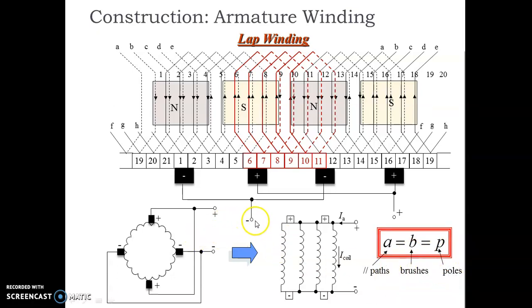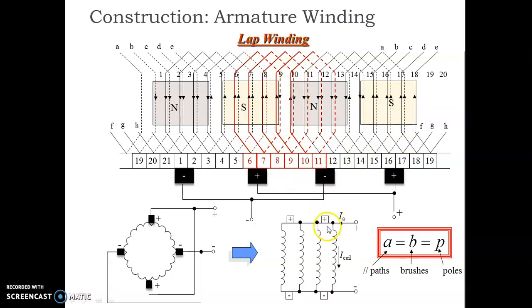So here you see these are 1 2 3 4 paths, and in the other one, these 4 paths are given here. So A equals paths, B equals brushes, P equals poles. This is the arrangement of armature winding in the case of lap winding.